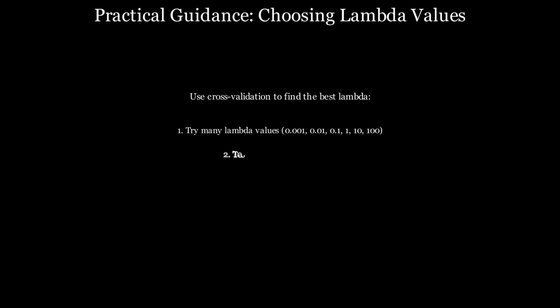Before we summarize, let's discuss how to choose the right lambda values in practice. In practice, you use cross-validation to find the best lambda. You try many different values, test each one on validation data, and choose the lambda that gives the lowest validation error. Most machine learning libraries do this automatically for you.